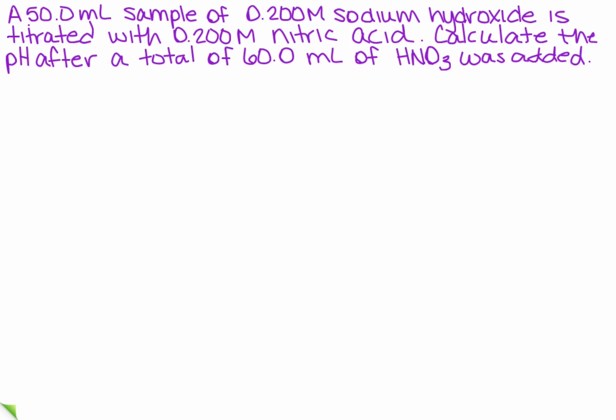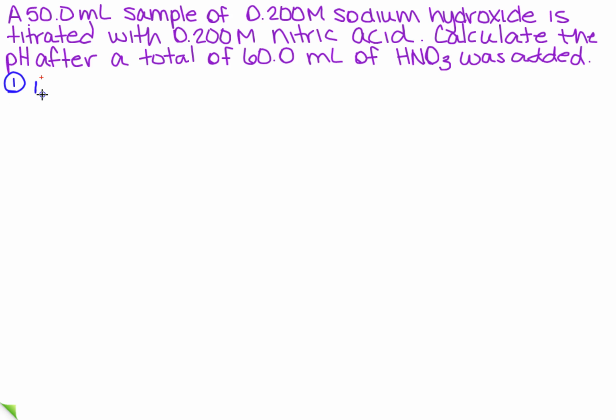A 50 milliliter sample of 0.2 molar sodium hydroxide is titrated with 0.2 molar nitric acid. We want to calculate the pH after a total of 60 milliliters of nitric acid was added. So how are we going to do that? Well, if we're looking at titrations, remember the very first thing we need to do is calculate our moles.